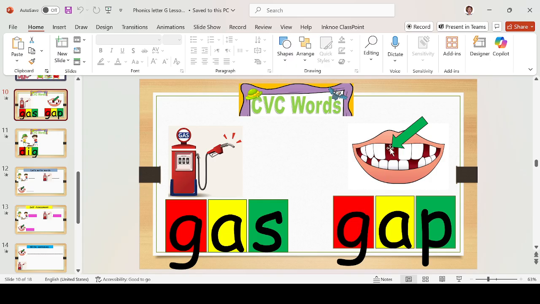Now look here. Do you have this one in your mouth? I think some of you have this one, okay? Now can you say the letter sound for this one, next one, and the last sound? Okay, let's do together G, A, P. What is the word? G, A, P. Gap. Very good. That's the word. Let's move on.